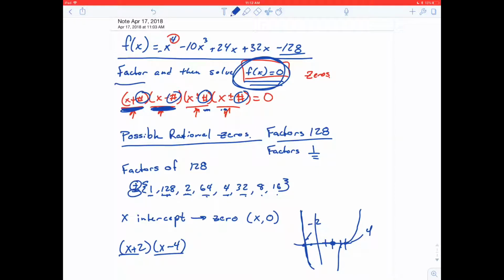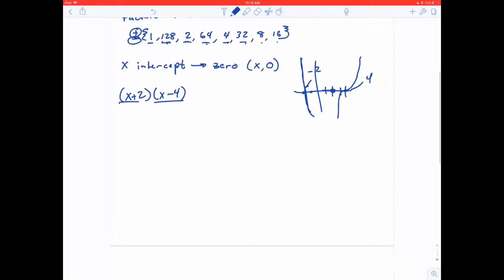When we do that, we're going to whittle it down to where it's going to be a quadratic. Let me show you what I mean. And since it's just an x plus 2 and x minus 4, I can use synthetic division. So I'm going to use my 4. Let's use a 4 first. The coefficients are a 1, a negative 10, a 24, a 32, and a negative 128.